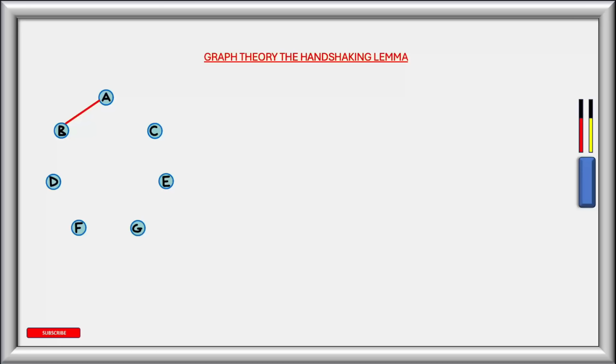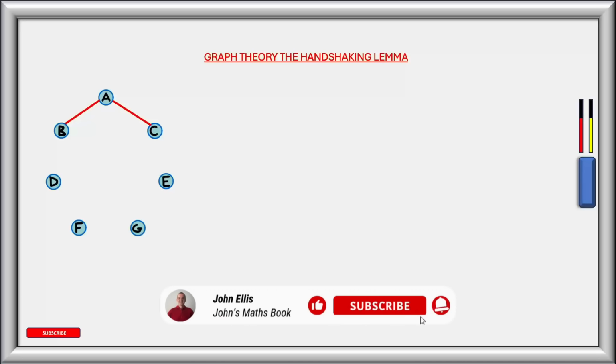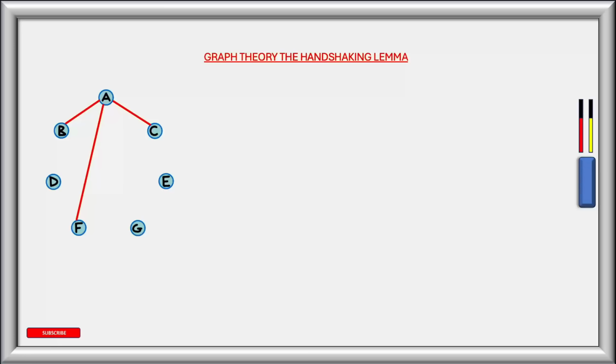So we can start with server A and connect it to server B. We can also connect it to server C, and let's connect it to server F. The server A is now connected to 3 servers. Let's move on to server B. Server B already has 1 connection to A, so let's connect it up to server C. And if we also connect it up to server D, then server B has 3 connections.